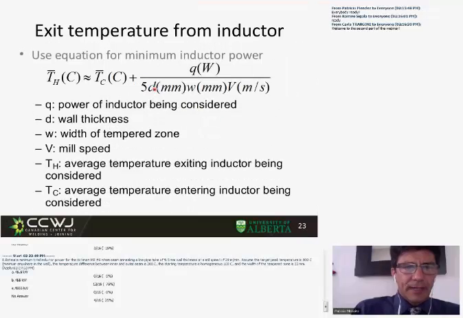We have wall thickness, width of the temperate zone, and mill speed. So using this formula, and I'm not going to poll you on this one now, you can calculate the exit temperature from the inductor as an average. If you can also calculate the temperature differences between internal and external, using the considerations we discussed in the previous slide, you can calculate the temperature in the ID, the temperature in the OD, the average temperature. There is so much you can do having an educated insight as we're doing here.